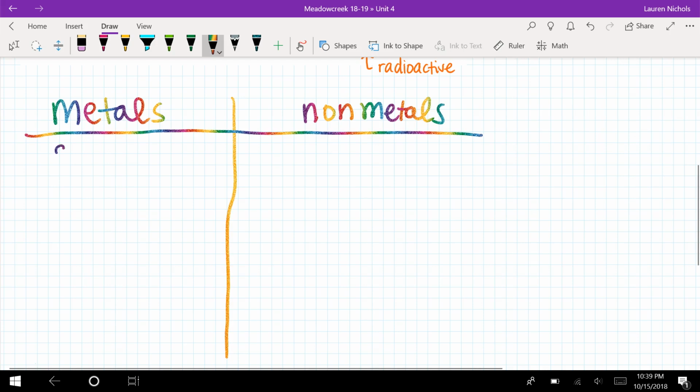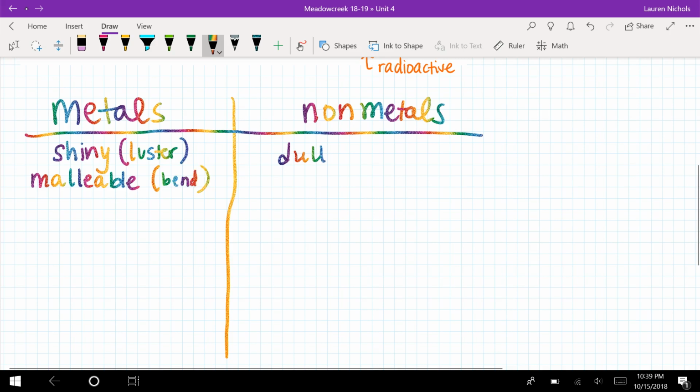Okay, so a metal is going to be shiny. Now, the appropriate vocabulary word for that would be luster. To say that an element has luster means that it's shiny. So that means non-metals are dull. Metals are going to be malleable. This means able to bend. However, if you try to bend a non-metal, it is brittle, and that means it breaks easily. So if someone says your hair is brittle, that is not a compliment. It means you need to use some conditioner, get your hair care going.